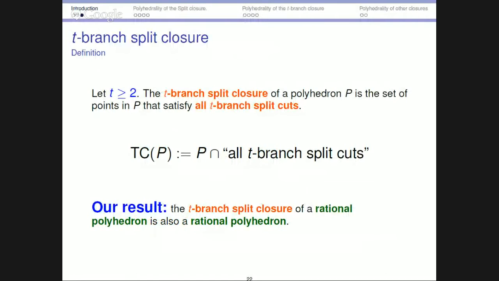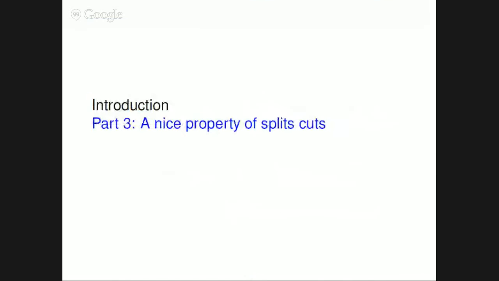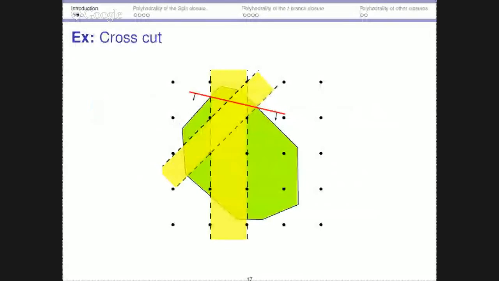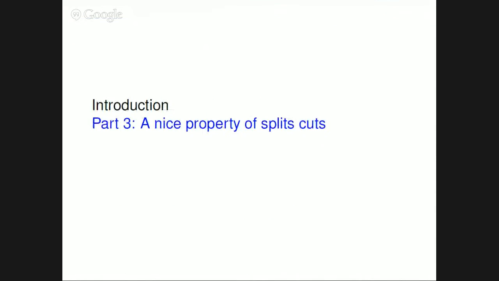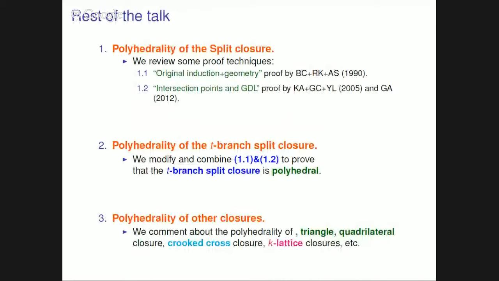Because you remove two split sets at the same time, the cuts that you obtain are different. In the first result, all the split cuts come from just one split. Here you take two, or t, at the same time. Thank you.